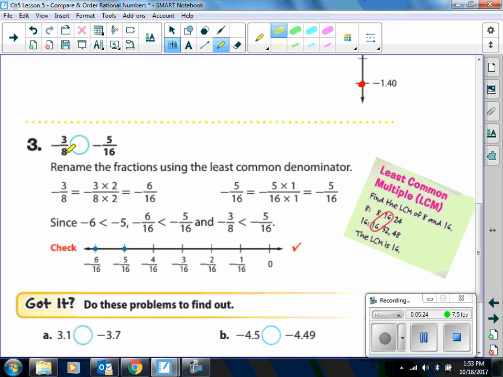We have to have common denominators. Very good. So here, what's the common denominator with 8 and 16? 16. Very good. So we need to change the -3/8 to 16ths. So how do I change 8 to 16?